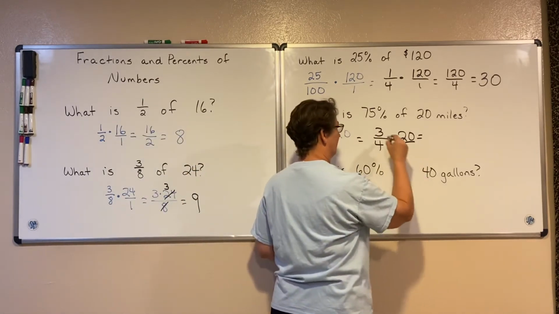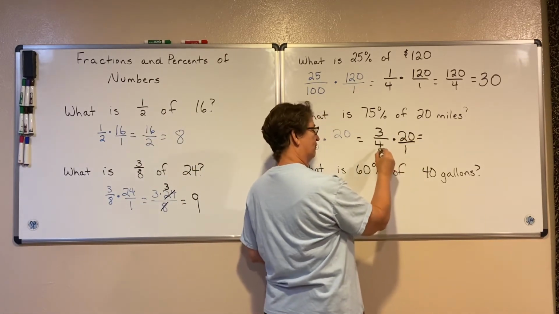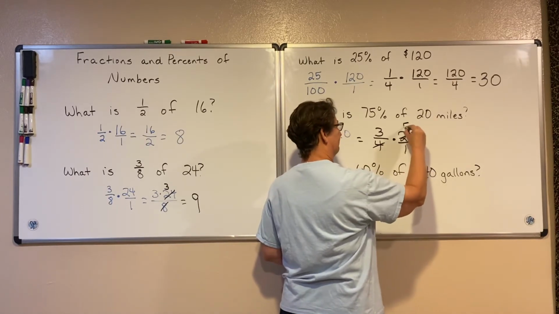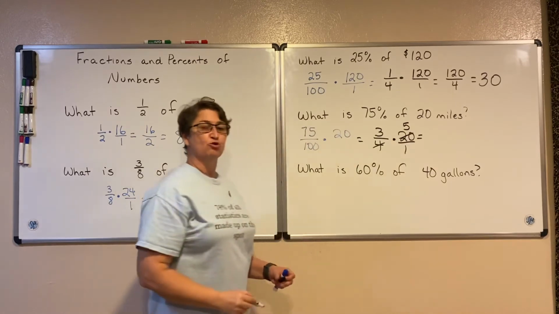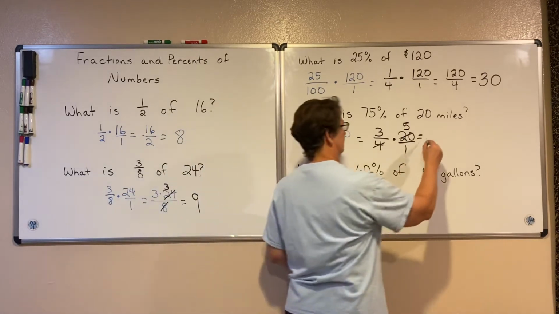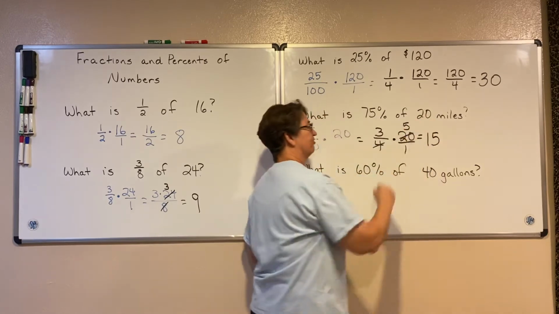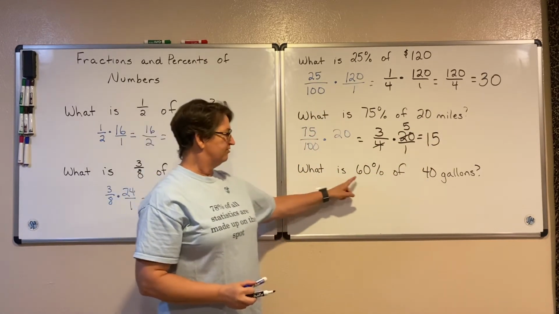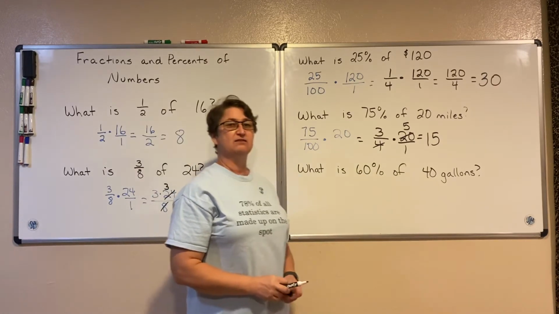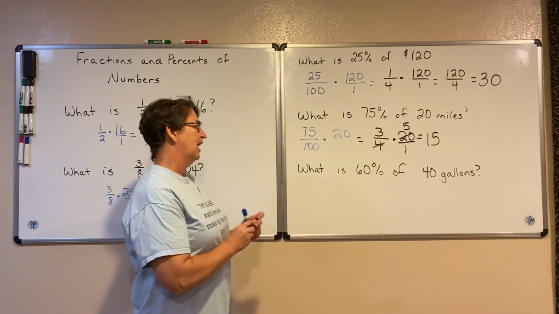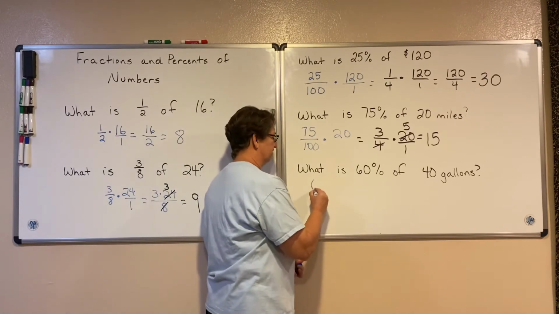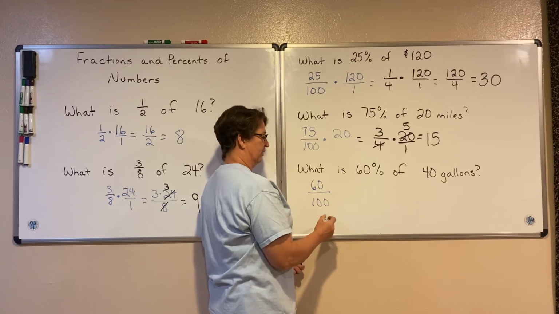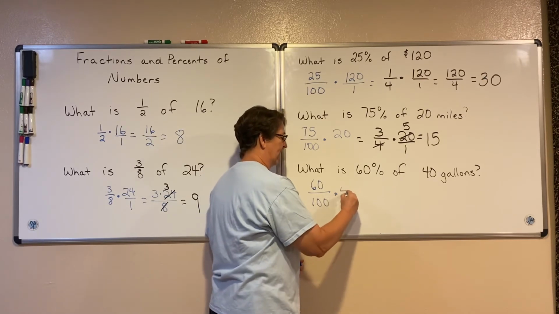Again, I like to simplify if I can. Notice that on top, I'm going to have 3 times 20. On bottom, I'm going to have just a 4. This 4 can go into that 20 5 times. So then I end up just multiplying 3 times 5, which is 15. 3/4 of that is 15. Then what is 60% of 40 gallons? Again, I'm just going to simply multiply. 60% is just 60. My percent sign turns into a denominator of 100 times the 40 gallons.